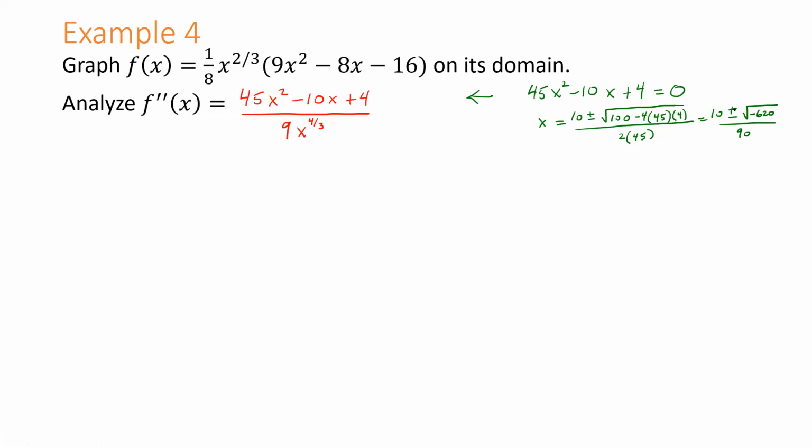So that tells us that since this is never going to equal 0, then we know 45x squared minus 10x plus 4 must always be positive. Okay, because here this shows you that it has no real solution. So it must be positive for all x.